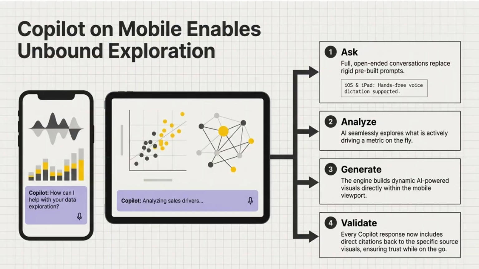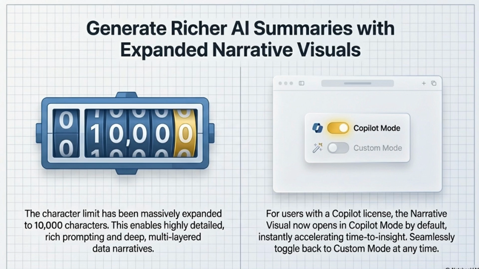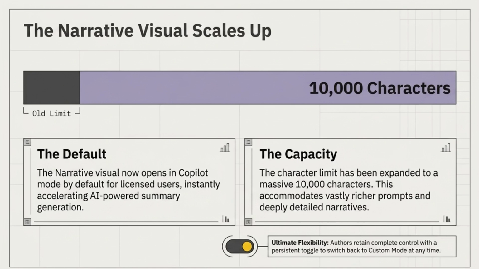And these AI improvements aren't just for mobile. Back on the desktop, the narrative visual now opens in Copilot mode right from the get-go, which just makes it quicker to start. Plus, and this is great, the character limit for your prompts has been bumped up, way up to 10,000 characters, so you can get much more detailed and specific with your requests for those AI-generated summaries.